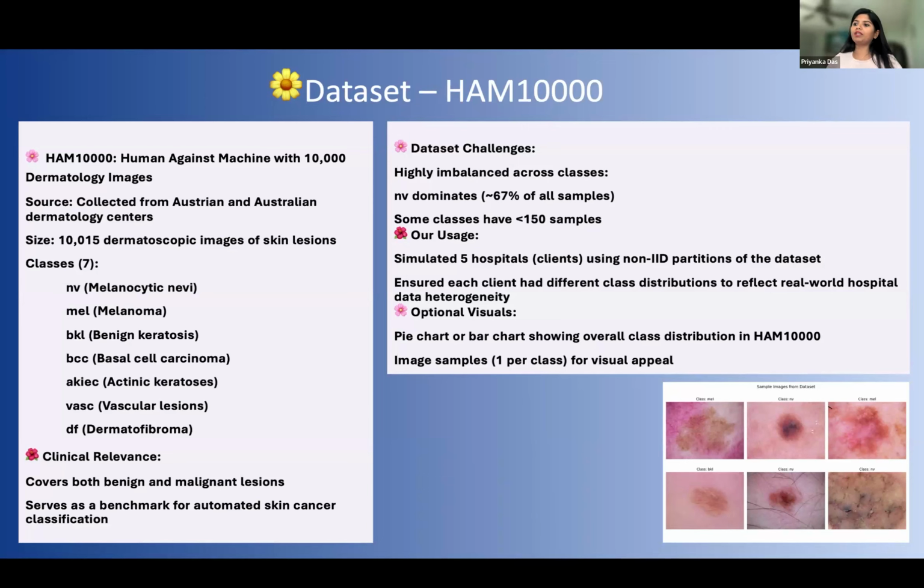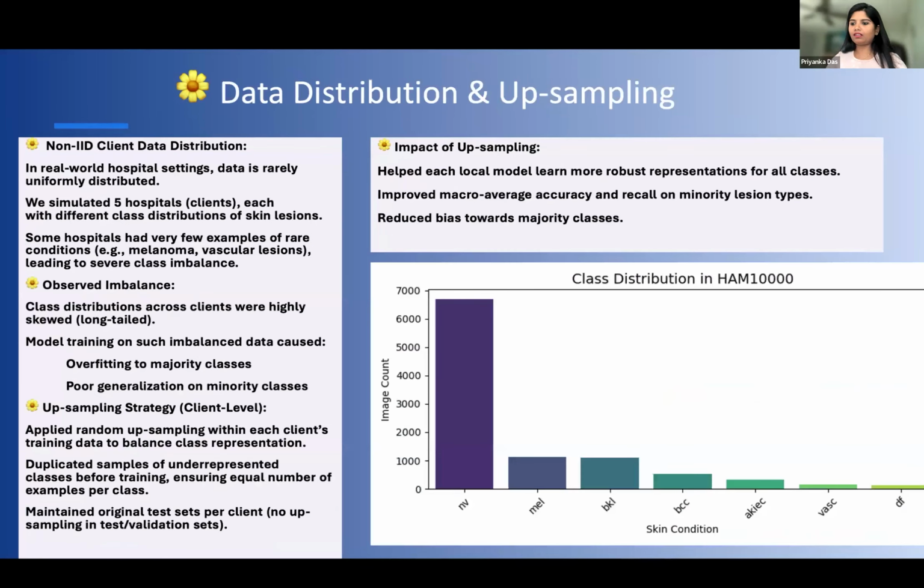One major challenge is class imbalance. The NV class dominates with nearly 67% of all images, while some rare classes have fewer than 150 samples. To simulate a real world federated setup, I divided the dataset into 5 clients. On the right side, you can see some sample images from the dataset. This gives a visual sense of the diversity in skin lesion appearance across the dataset. Here I'm again showing you, like I already discussed, that the NV class has almost 65% of the data.